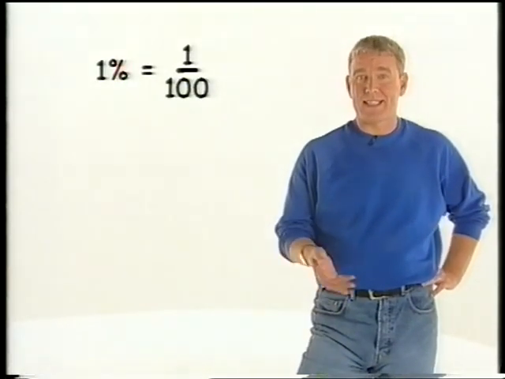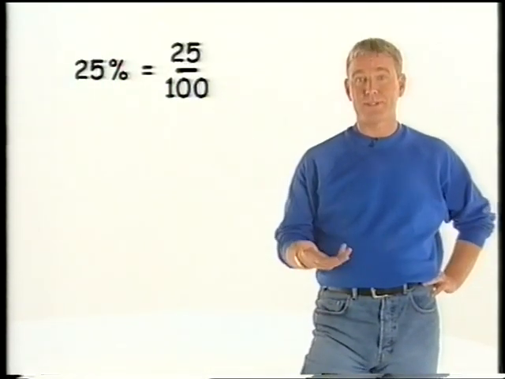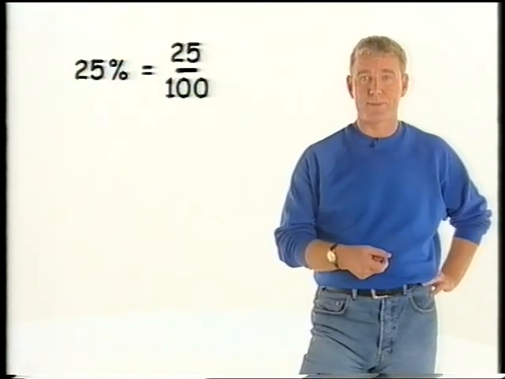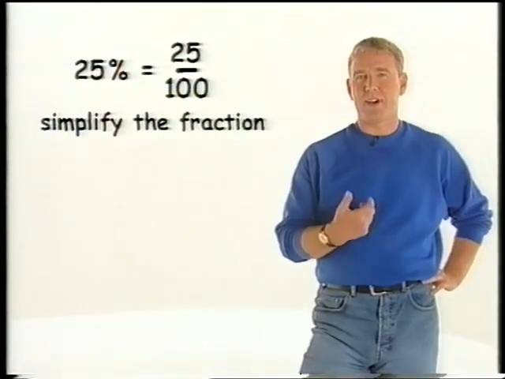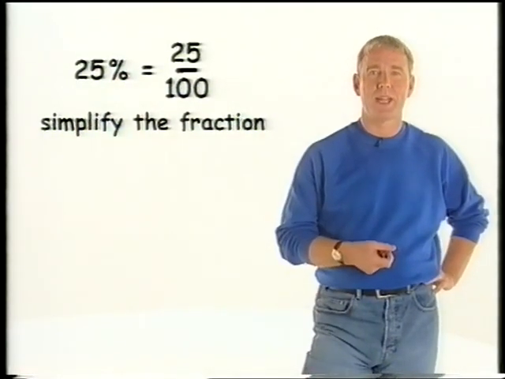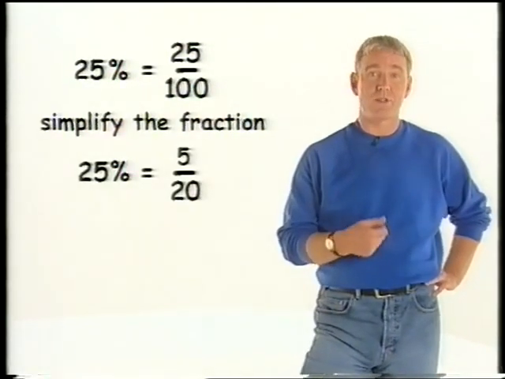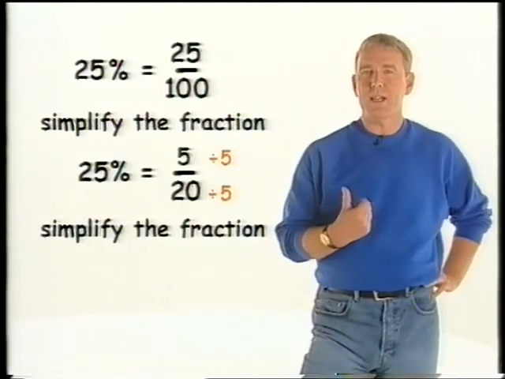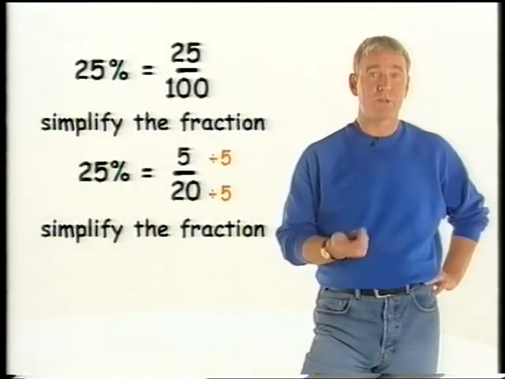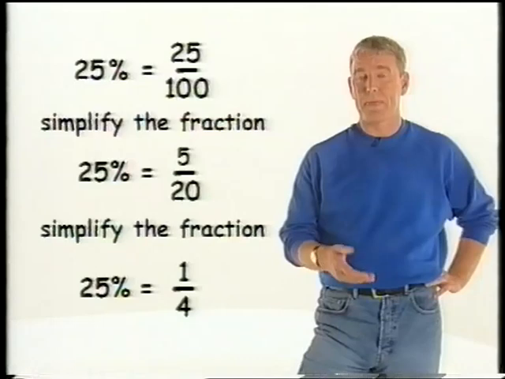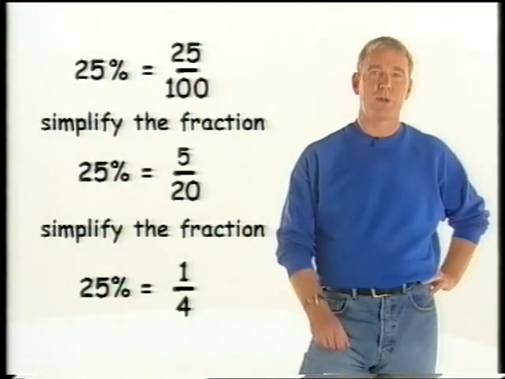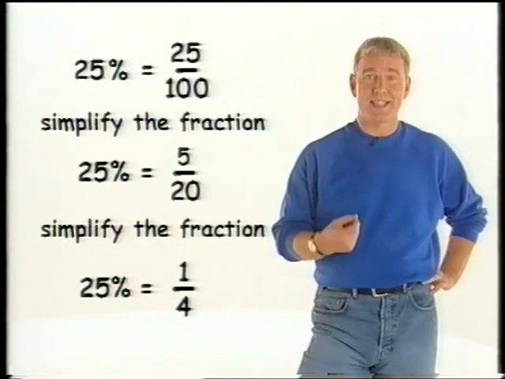If you don't know these, you can work them out. Remember, percentages are fractions with a denominator of 100. That means that 1% is the same as 1/100th. So 25% is the same as 25/100ths. Simplify this fraction by dividing the top and bottom by the same amount. Let's try 5. 5 into 25 is 5, and 5 into 100 is 20. Divide by 5 again. 5 into 5 is 1, and 5 into 20 is 4, which makes it 1/4. So 25% is the same as 1/4.